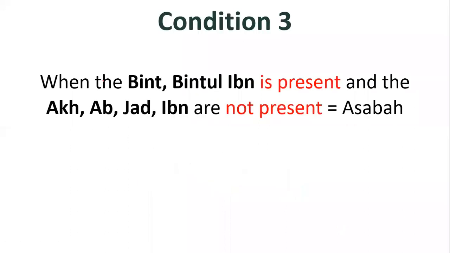Now, condition number 3. In condition number 3, we said we are looking out for the female offspring, the bintul ibn, and so on and so forth. So when the bintul ibn is present and the akh, abjad ibn are not present, then the ukht will receive asaba.